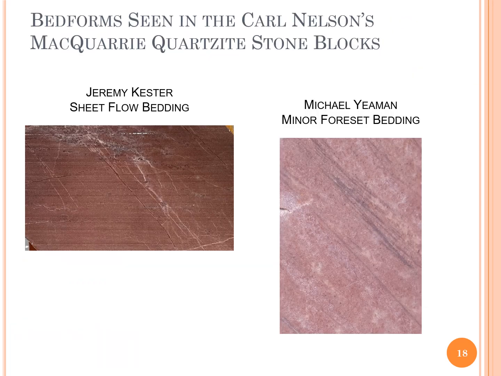So here are a couple of pieces of Carl Nelson's Macquarie quartzite blocks where I've tried to show some of the characteristics that we just looked at in the previous slide. Here's a picture from a piece that Jeremy was working. You can see the very distinct layers here, very thin, consistently across the whole rock, maybe related to sheet flow bedding. Very thin. Many of these layers are less than a millimeter thick.